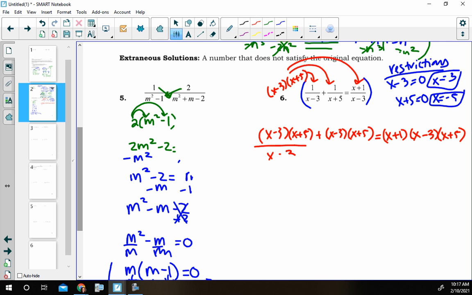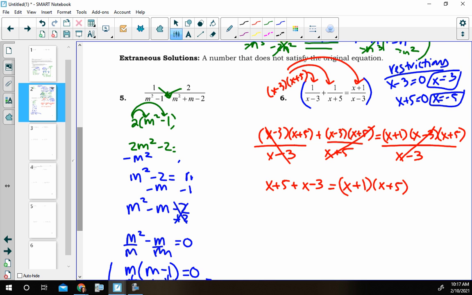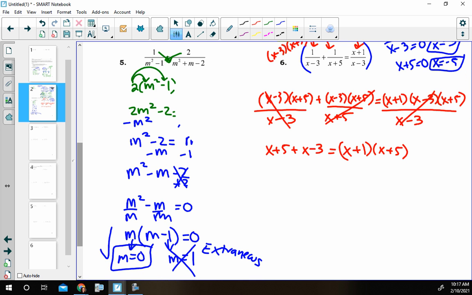Draw on their bottoms, because you want things to cancel. If things don't cancel, it gets ugly. All right, x plus 5s go, x minus 3s go, x minus 3 goes. So I have x plus 5 plus x minus 3. I've still got x plus 1, x plus 5. All right, so I'm going to do two kind of steps here. I'm going to double rainbow my right side to get rid of those parentheses, and I'm going to combine my left side to make it a little bit smaller.